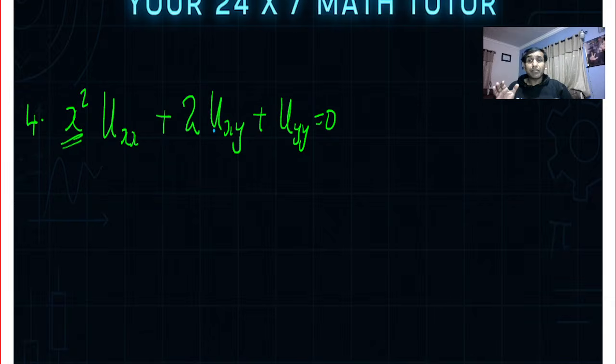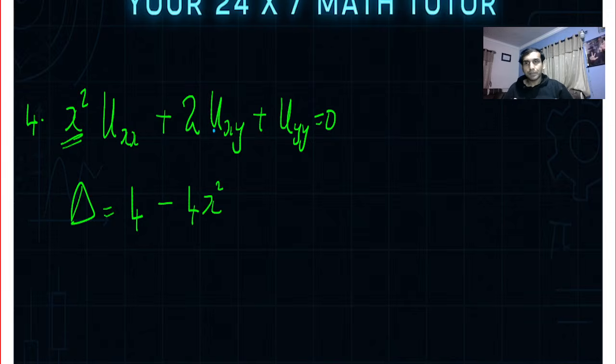So our answer will be conditional. Anyway, let's calculate the discriminant: b square minus 4 into x square into 1. I get this. Now I'm going to write like this.